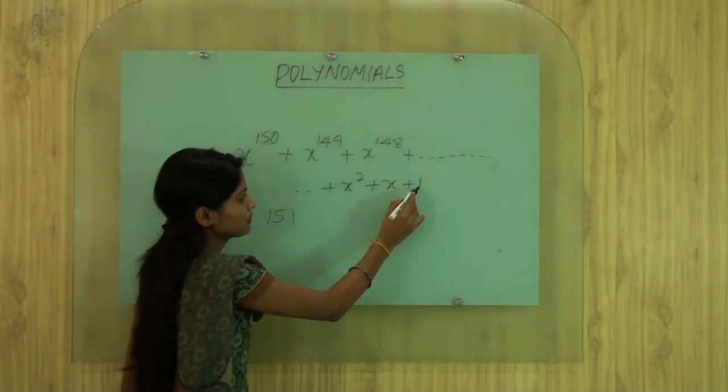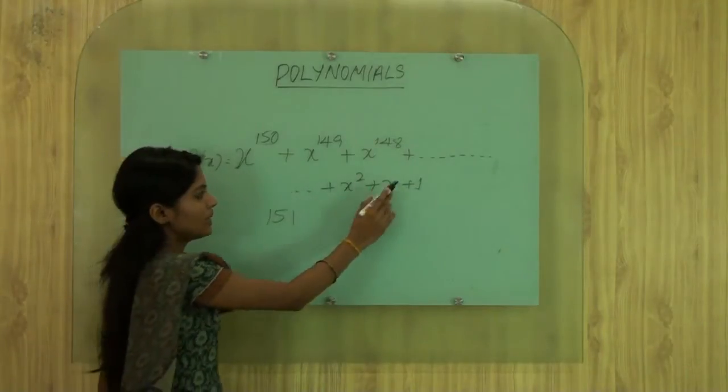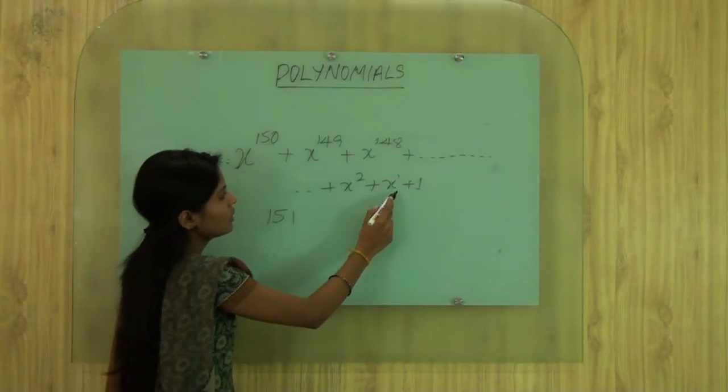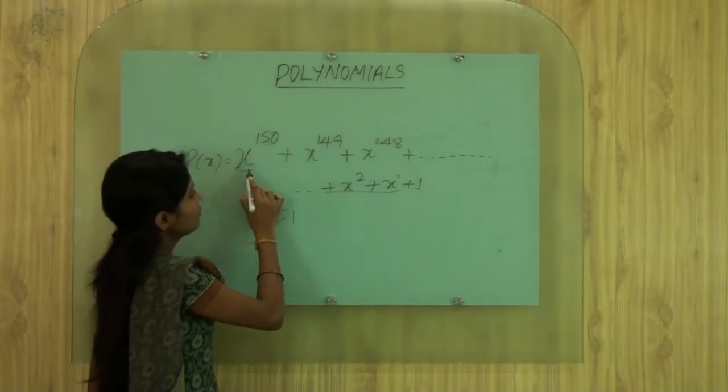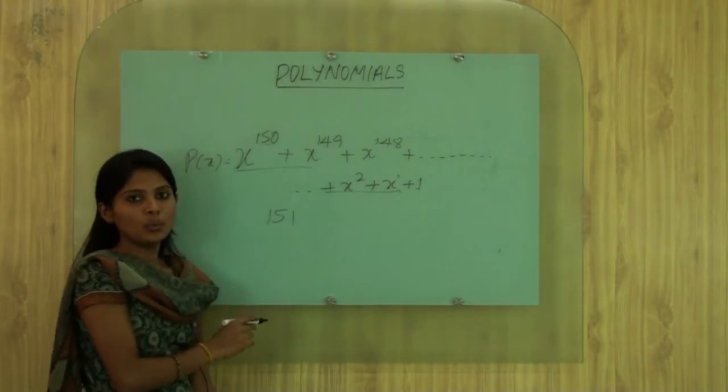And here the value is plus 1, that is 1. So from here till here is 150 terms, plus 1 is 151.